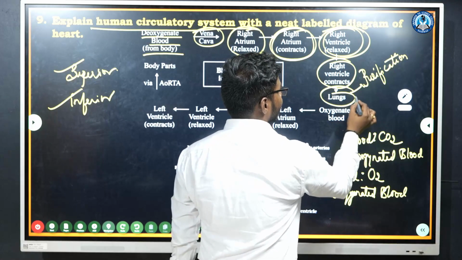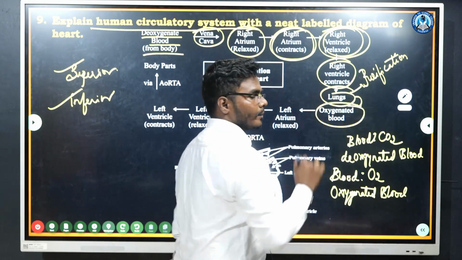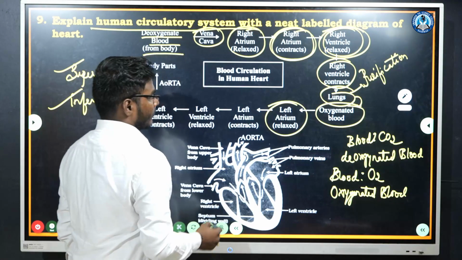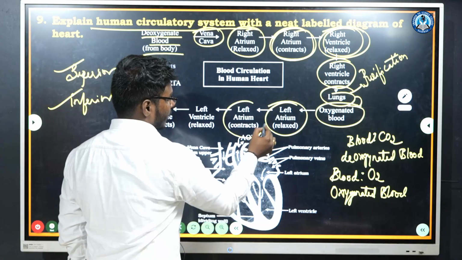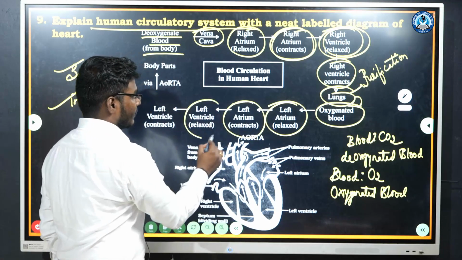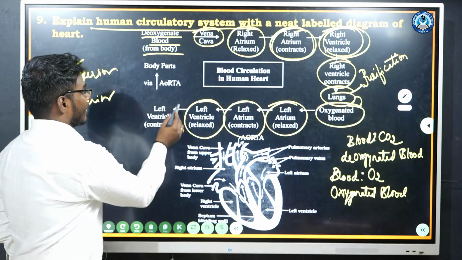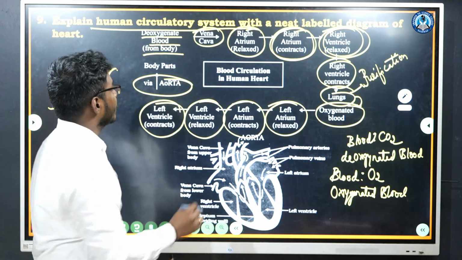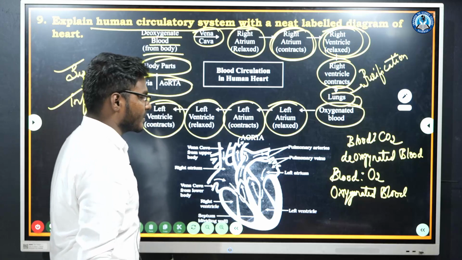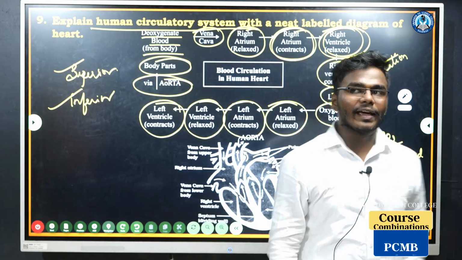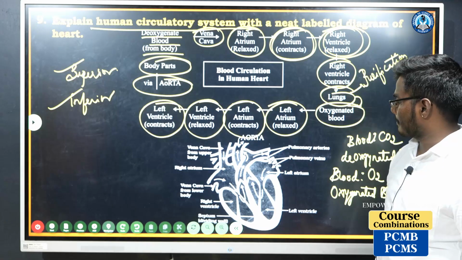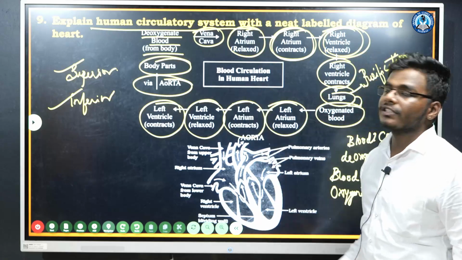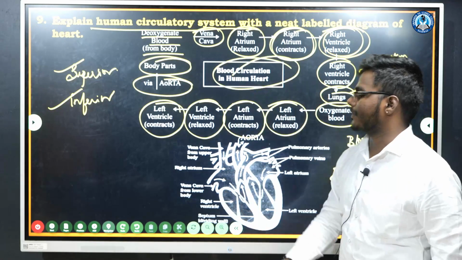Next, from the lungs, oxygenated blood is ready. This oxygenated blood comes to the left auricle, then the left auricle contracts, then the left ventricle gets relaxed, then the left ventricle contracts, then through the aorta, the pure blood is sent to all the parts of the body. Just have a look at this diagram. So this is how the process of blood circulation occurs in the human heart.